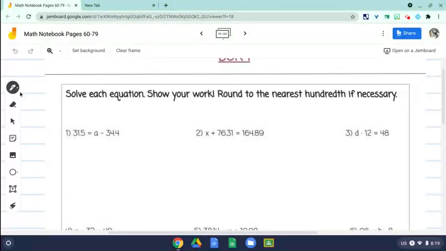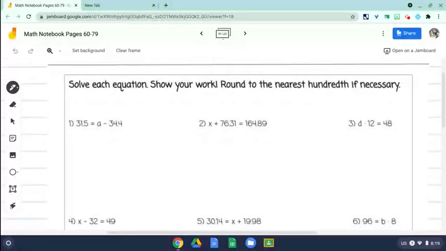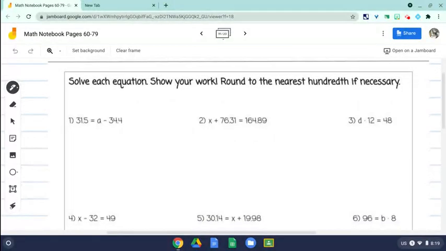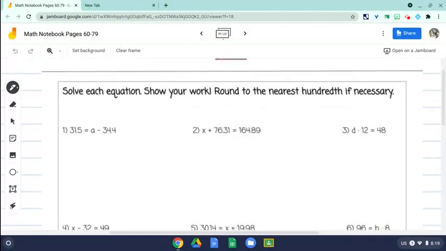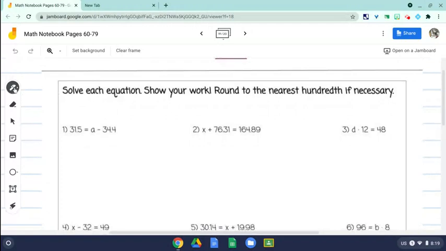So let's take a look at the first one. I'm going to do a few of these examples. This is your independent practice for this week, so I'm not going to do them all, but we'll do a few and get you started here. So let's take a look at number one. Number one, we have 31 and 5/10 equals A minus 34 and 4/10. So make sure you're paying attention to those decimals. They're kind of hard to see here.